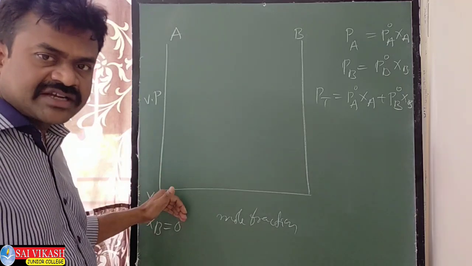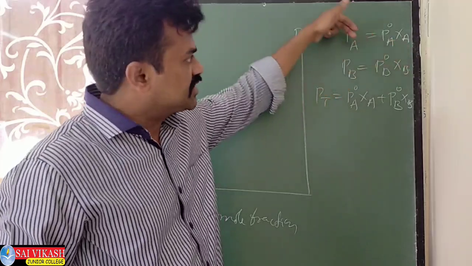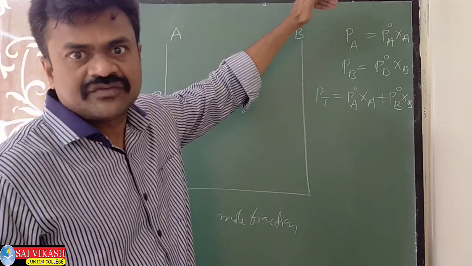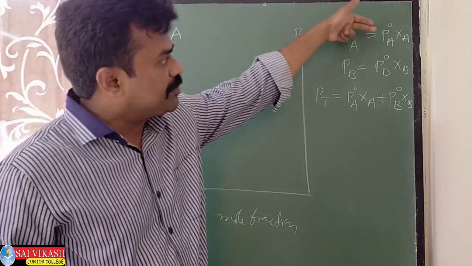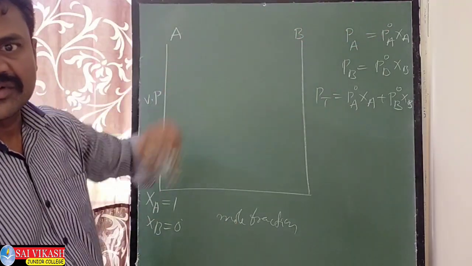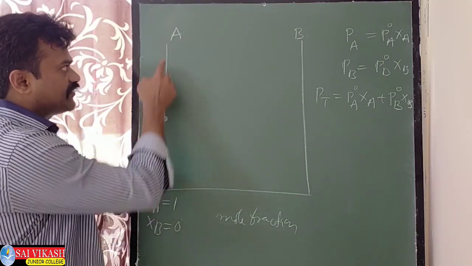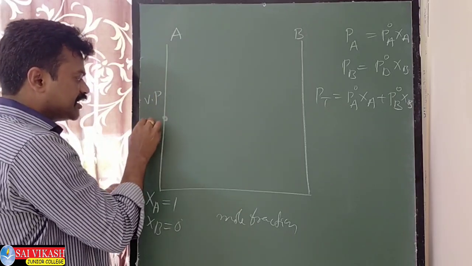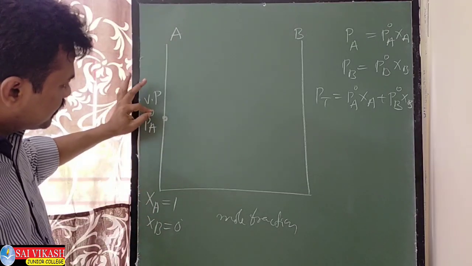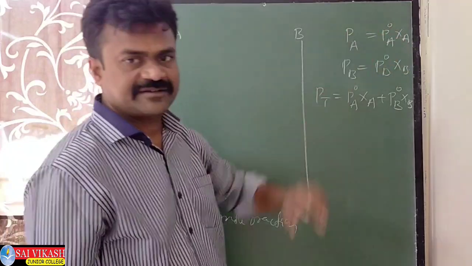Tell me, if the mole fraction of A is 1, apply this formula. If XA equals 1, then PA is equal to P naught of A, meaning the partial vapor pressure of A is equal to the vapor pressure of the pure solvent. Therefore, at this condition, whatever the vapor pressure is for the component A, it will be P naught of A, because the XA value is 1 there.